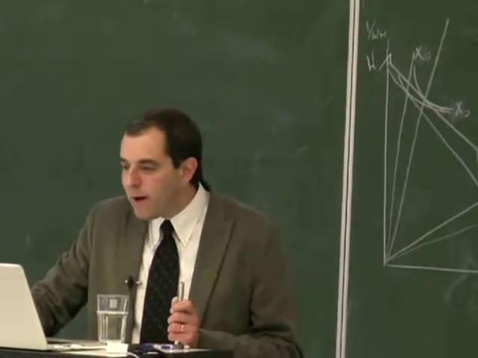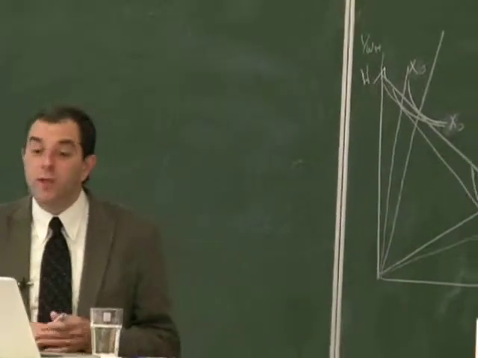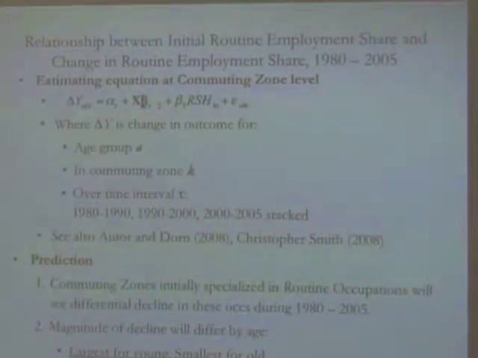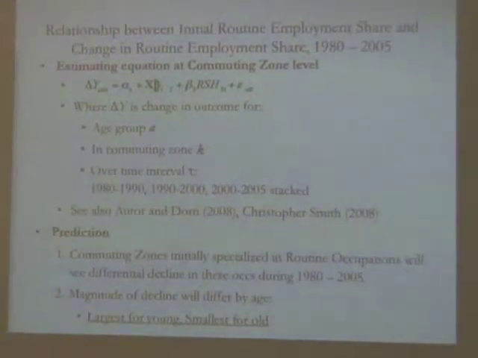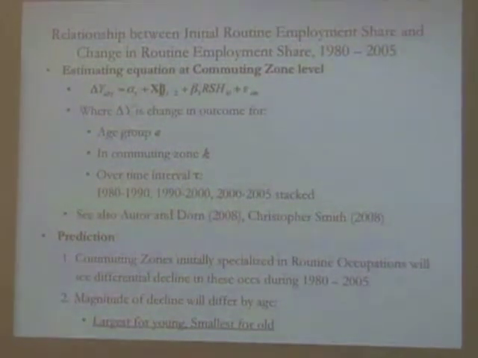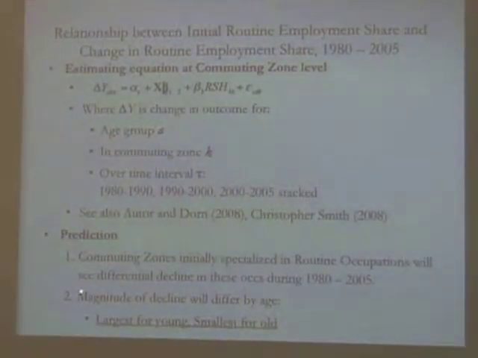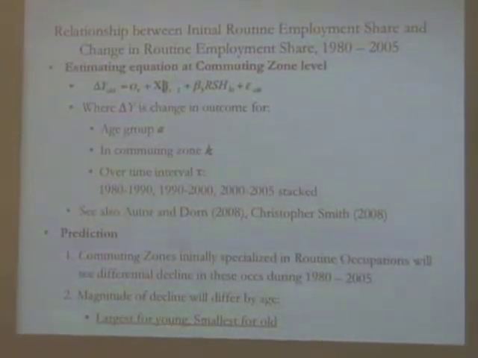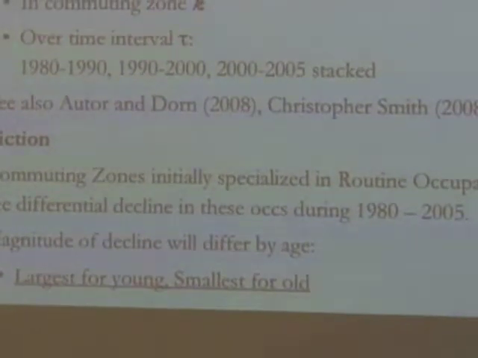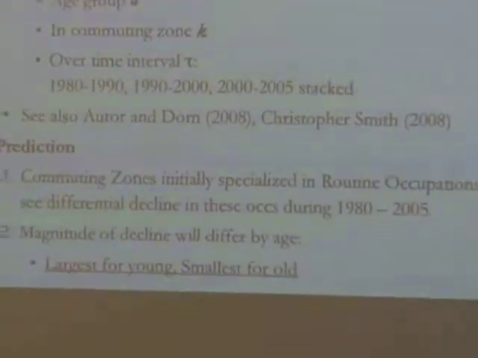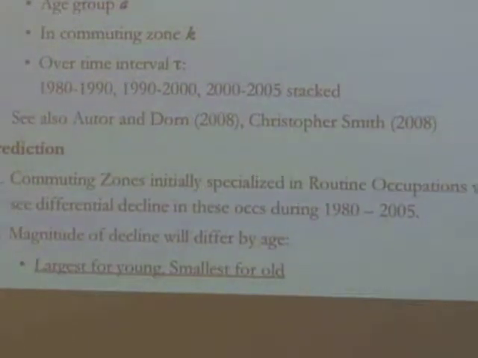So we're going to look at the relationship between the initial routine employment share and the change in routine employment, and we're going to do that by age and education. Our expectation is, first of all, that commuting zones initially specialized in routine occupations will see a differential decline in these occupations over the next 25 years. That's unsurprising and somewhat mechanical. The other is that the magnitude of this decline will differ by age: the decline in routine employment will be largest for the young and smallest for the old, because older workers tend to stay within those occupations, while young workers, as they flow into the labor market, move into expanding occupations.